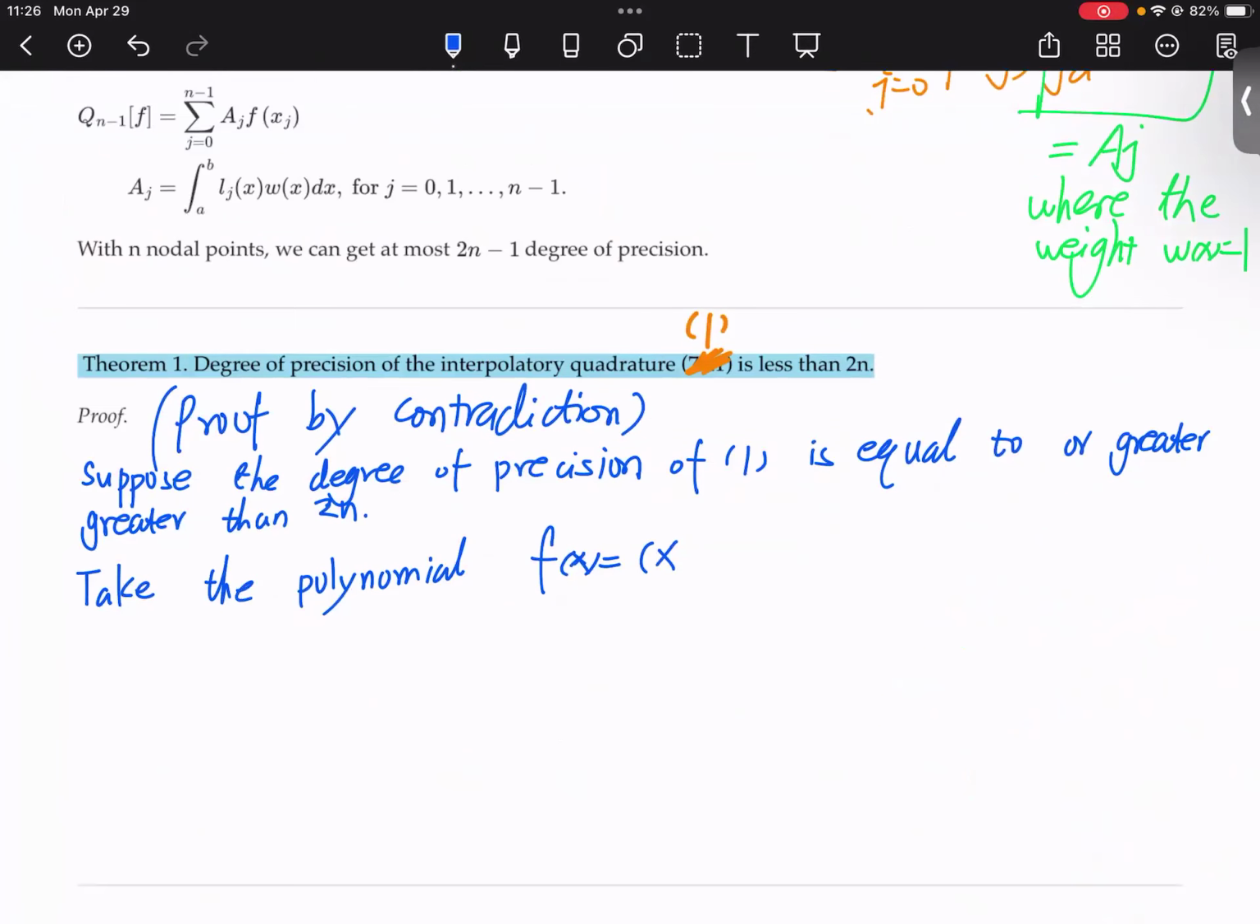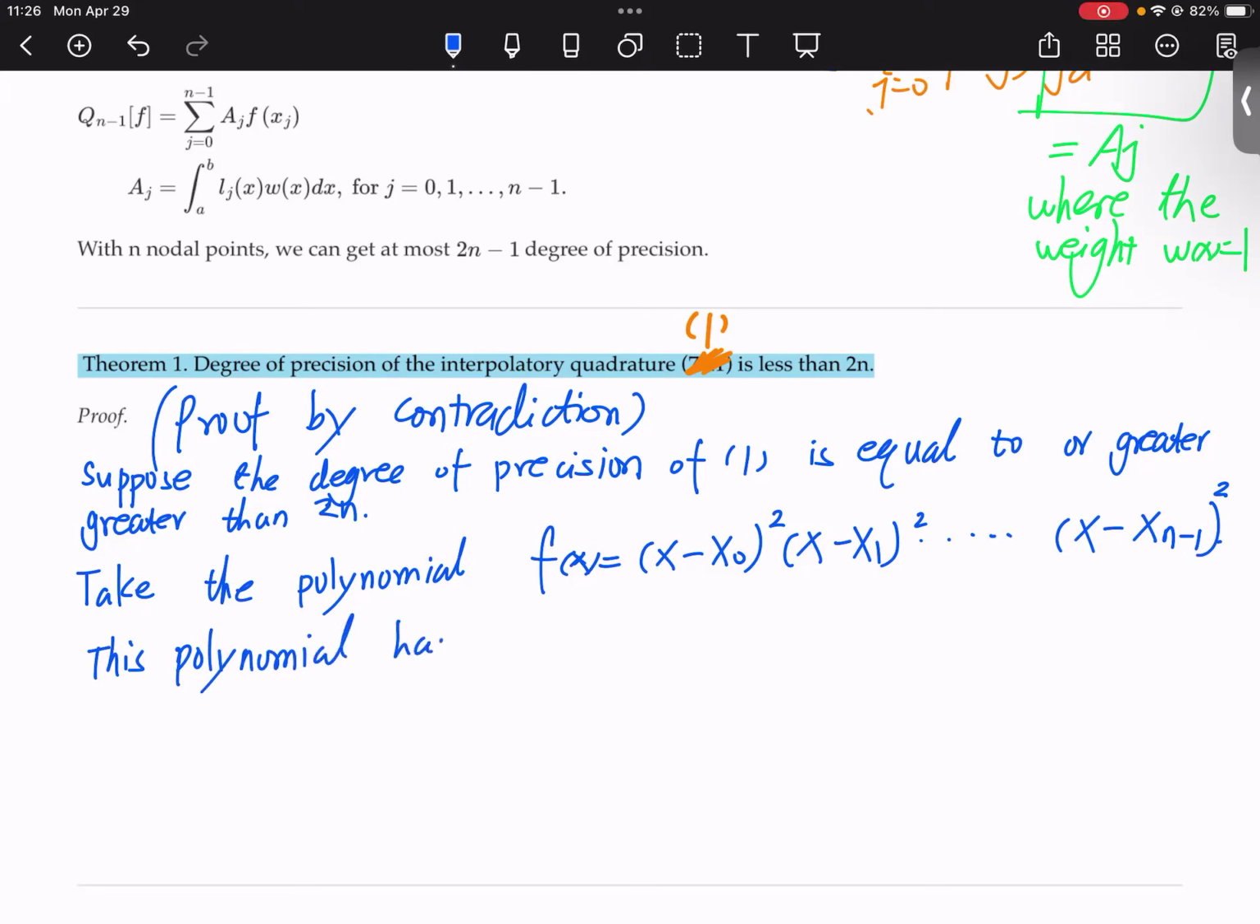I'm going to create one polynomial by using these notable points here. At the end we have (x minus xn minus 1), and then the square. What's the degree of this polynomial? How many degrees do we have here?